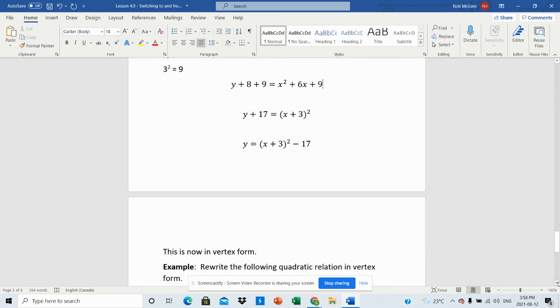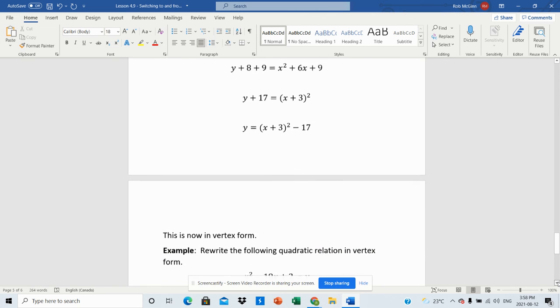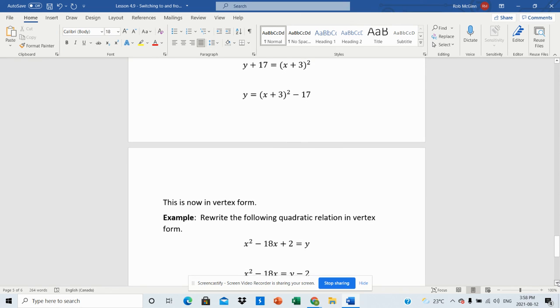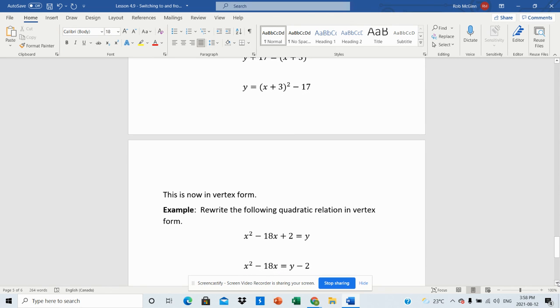All right, one last example, and this time we're going to use x squared minus 18x plus 2 equals y. So, once again, we want to get our constants to the other side. So we're going to get x squared minus 18x equals y minus 2. Don't worry about the y. We're not going to do anything with it. It'll just stay on that side of the equation. Everything else will work out.